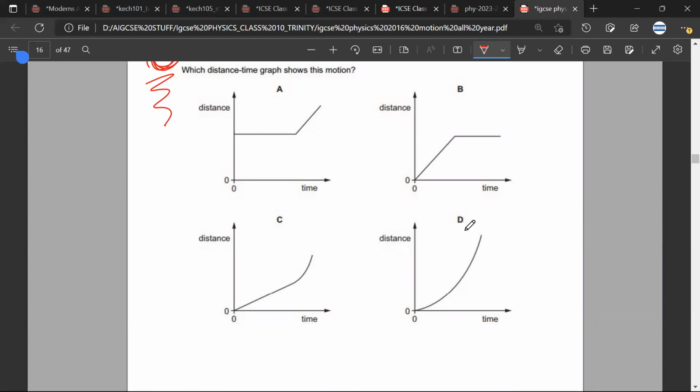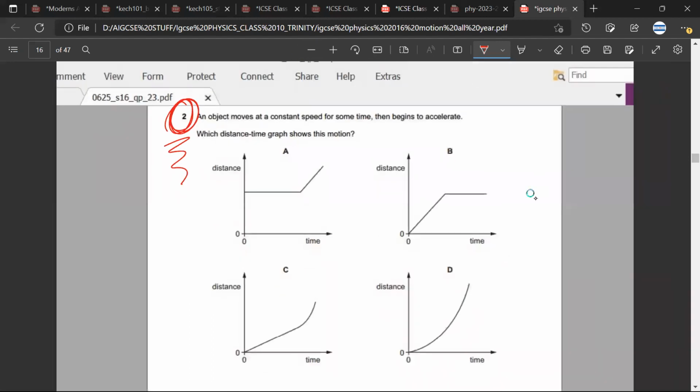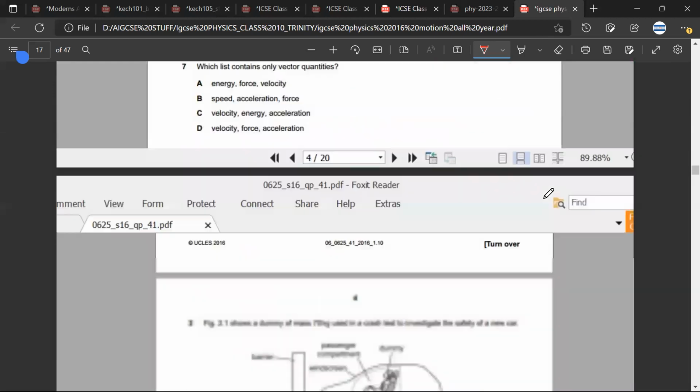Which distance time graph shows this? So the question is, an object moves at a constant speed for some time, then begins to accelerate. Yes, sir. The slope of distance time gives the speed. So this is a distance time graph, therefore, this would be constant speed. Do we agree? Yes, sir. And then it begins to accelerate. It is increasing the speed. So yes, that is why this would be the correct answer. Do we agree? Yes, sir. Great.